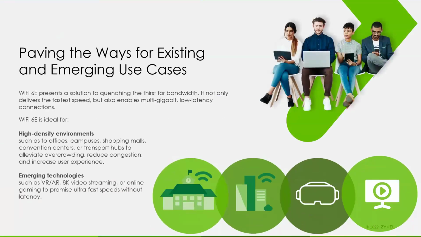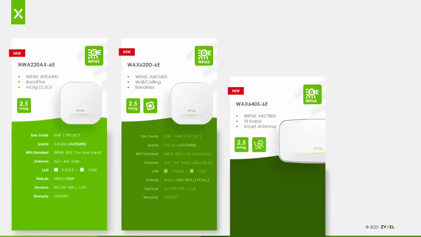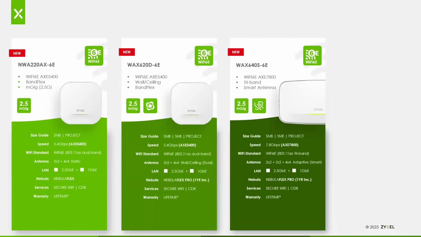But generally, why would you want 6E? Future-proofing your network. Also, like I said, you've got a ton of spectrum there. So if you control the clients and you have the ability to deploy 6E clients, you can put in a lot of coverage and not have to worry about interference. You get faster speeds, more users in your network. So those are the areas where you would want to deploy 6E. So just again to highlight here, we have 3 models that support 6E, the NWA220, the WAX620D, and the WAX640S.